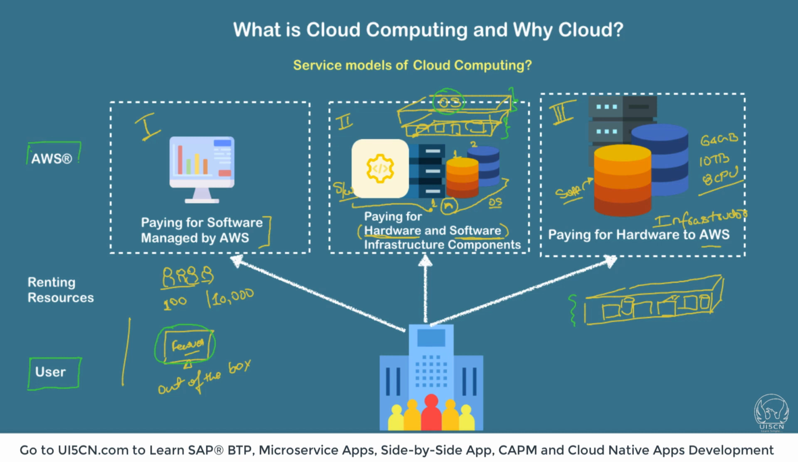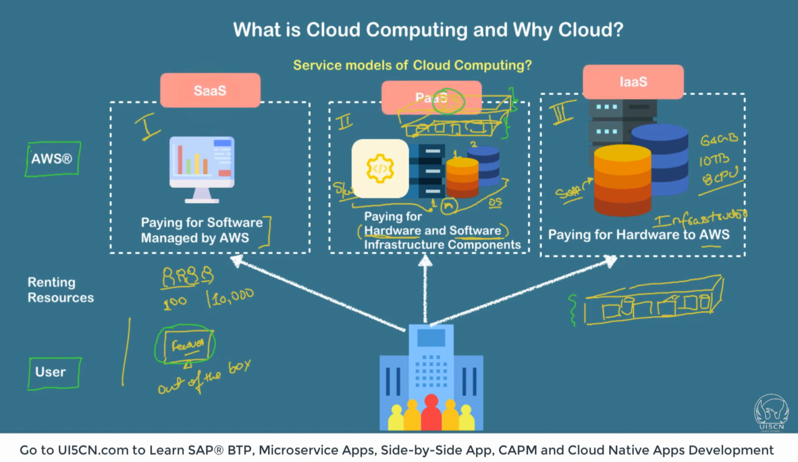Here in this case, we are talking about AWS. Now, this is a general overview of different renting categories. And the first category, what we just told you, where we just take the software, is called software as a service, also known as SaaS.